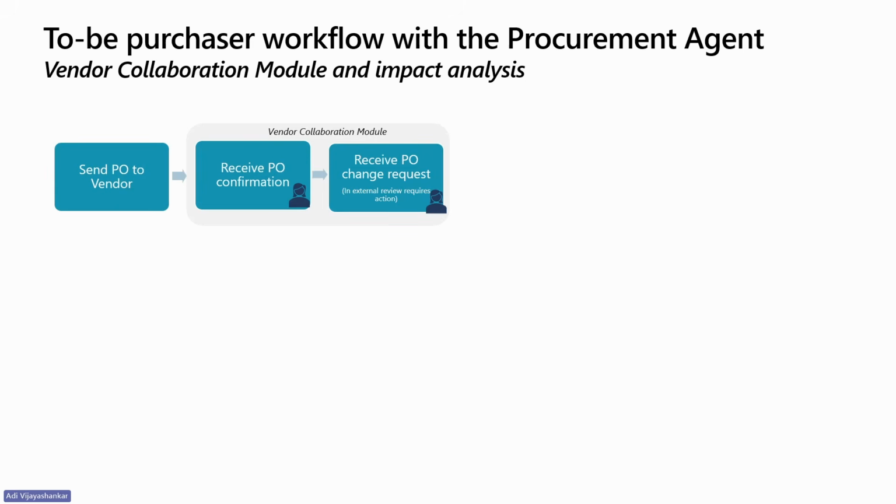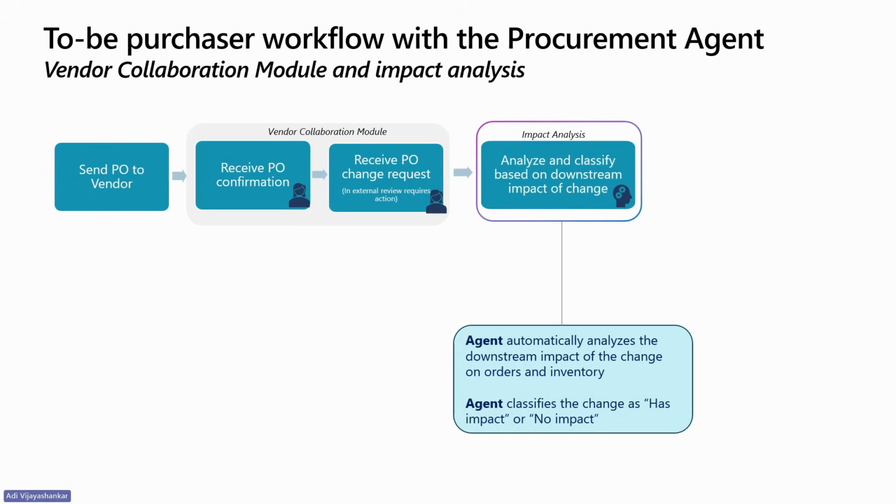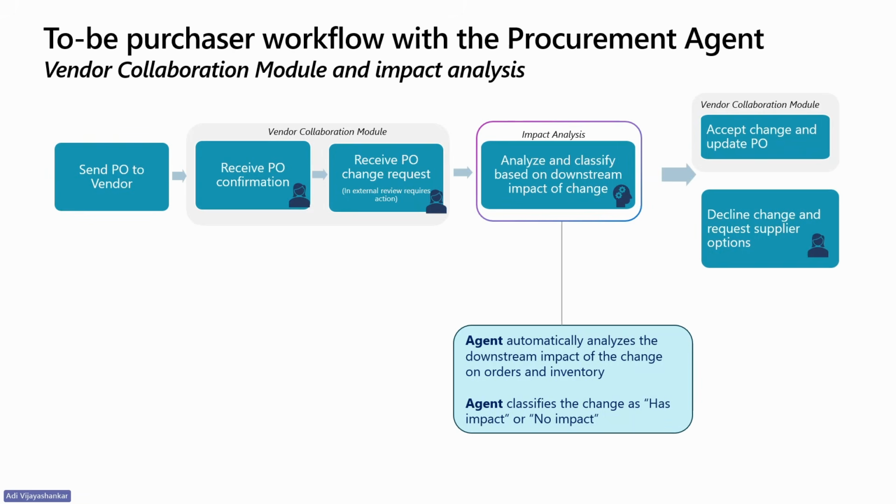So using the vendor collaboration module, the supplier can confirm the PO or request changes to the purchase order. So based on this update, the impact analysis agent analyzes the downstream impact, similar to what we talked about in the earlier slide, whether that is regarding sales, production, or inventory. It can identify the risk and can classify the changes as whether it has impact or no impact, based on which the buyer can accept the change or decide to reject it with supplier engagement, etc. So final updates are executed by the agent with user confirmation.